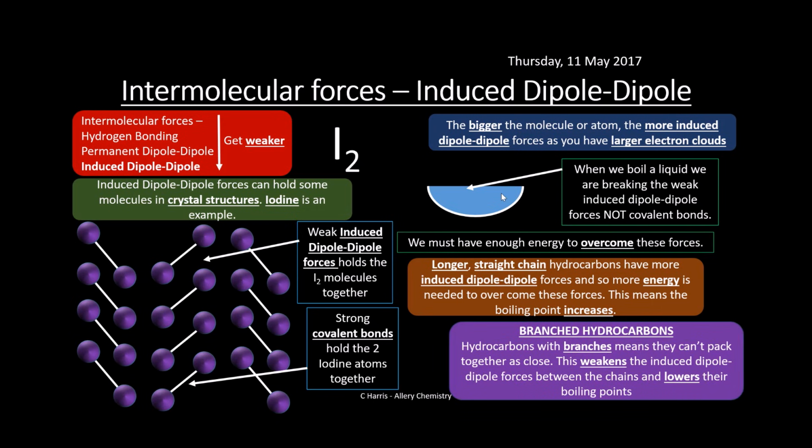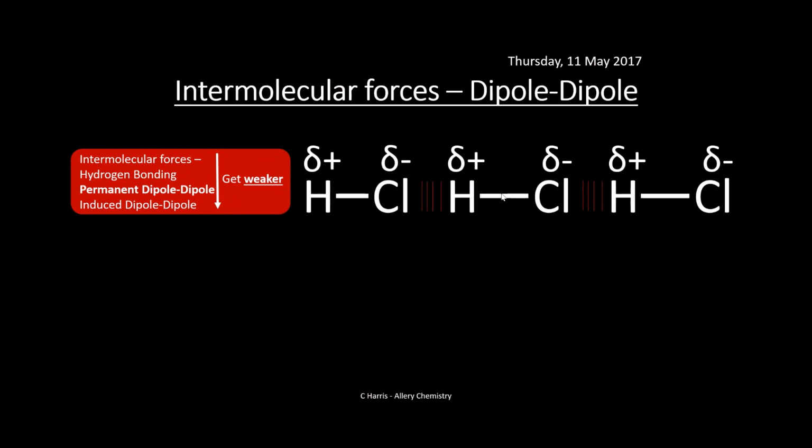Branched hydrocarbons, these do the same. Basically, this means that the hydrocarbon chains can't pack closely together. This means that the surface contact between the molecules is not as great, which weakens the induced dipole-dipole force between the chains, and lowers the boiling point. So branching lowers the boiling point of the hydrocarbon. Very important that you need to know that.